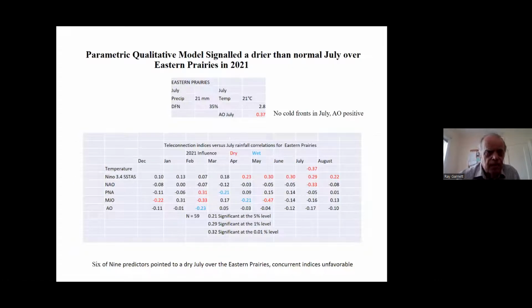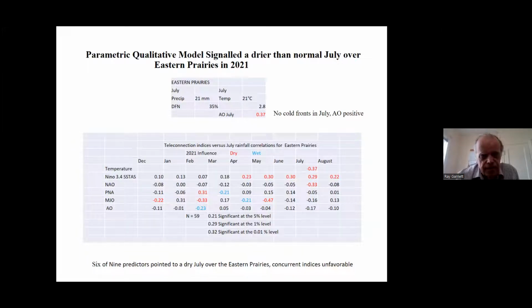This is something we did. It's a parametric qualitative model for the eastern prairies. And you can see also that July is meager precipitation. This is based on about 32 stations. It was very, very dry in the eastern prairies last year and very hot. And July, as I said earlier, is probably the single most important month for yields of spring wheat and canola. The Arctic Oscillation was positive, there were no cold fronts. And so anyway, these are just other predictors we looked at.